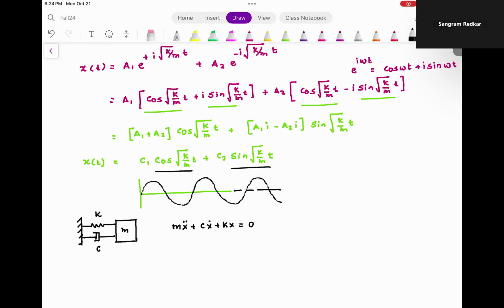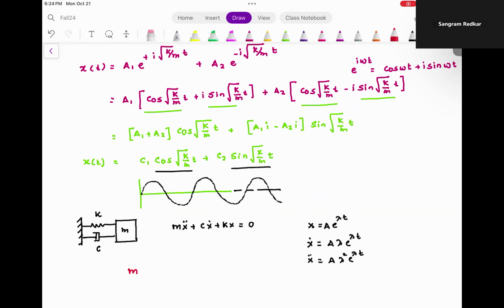You would use the exact same approach. So you would assume x is equal to e to the lambda t multiplied by a constant A, x dot is equal to A lambda e to the lambda t, x double dot is equal to A lambda square e to the lambda t. Substitute everything in this expression.